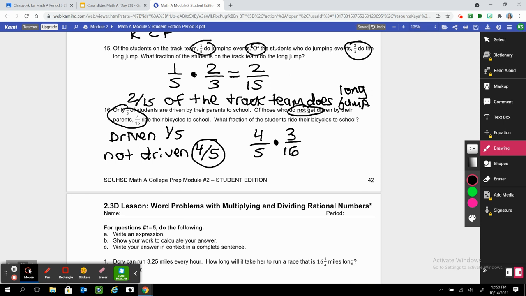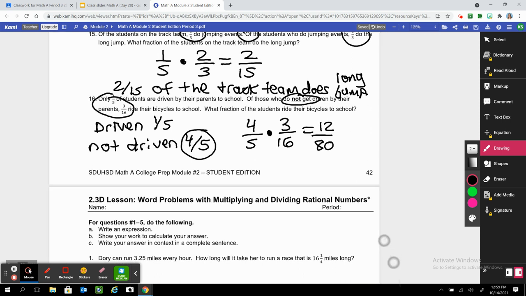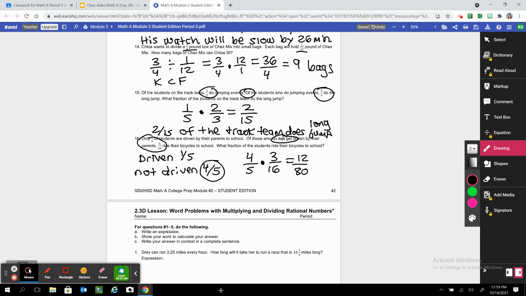So I'm going to multiply straight across. Now I'm going to multiply 4 times 3, which is 12. And then I'm going to multiply 5 times 16, which is 80. So I have 12 over 80. Now those are at least both divisible by 4. So let's divide top and bottom. Oops, I'm sorry. Divide top and bottom by 4. And you will get 3 over 20. So 3 over 20 of the students ride their bike. I'll write it over here. 3 over 20 of the students ride bikes.